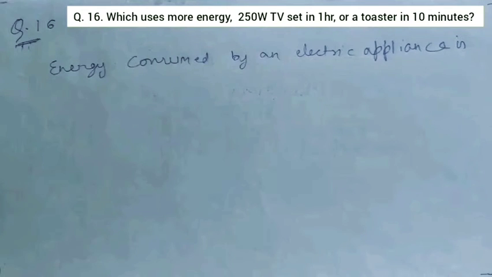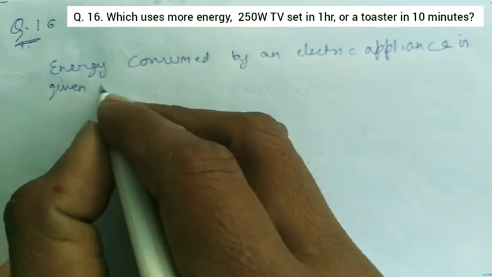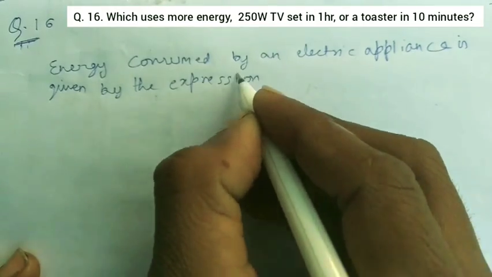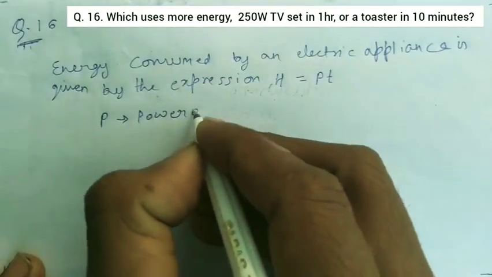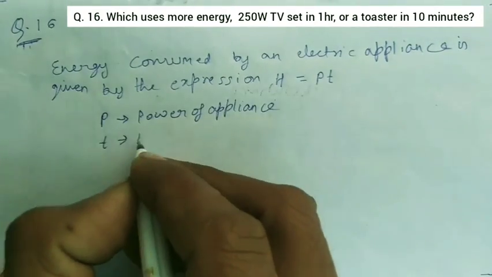Question number 16. Which uses more energy, a 250 watt TV set in 1 hour or a toaster in 10 minutes? Energy consumed by an electric appliance is given by the expression H is equal to power into time. P is power of appliance, T is time.